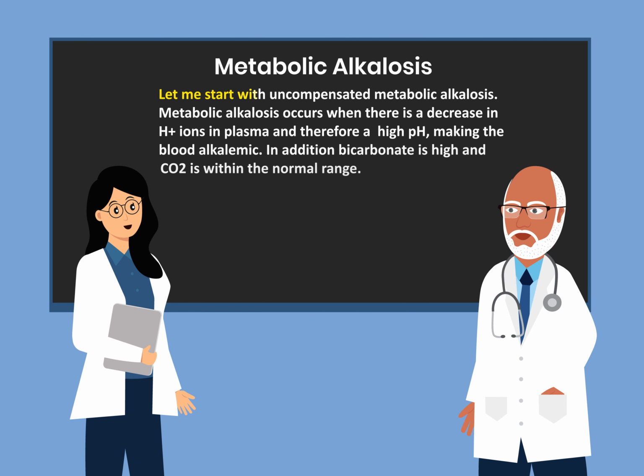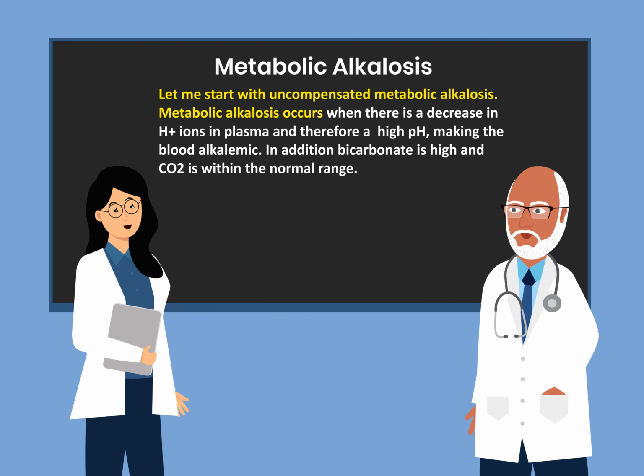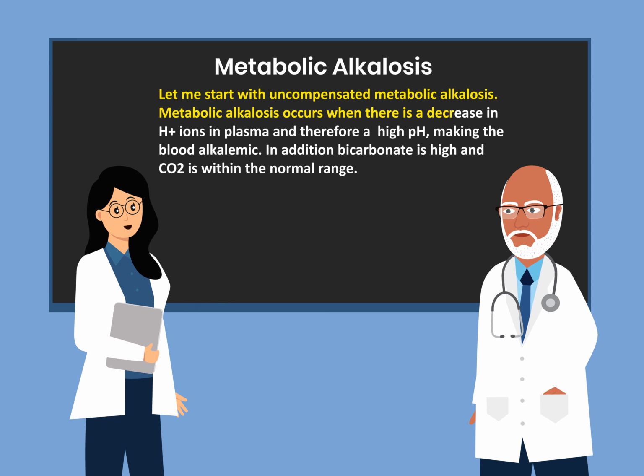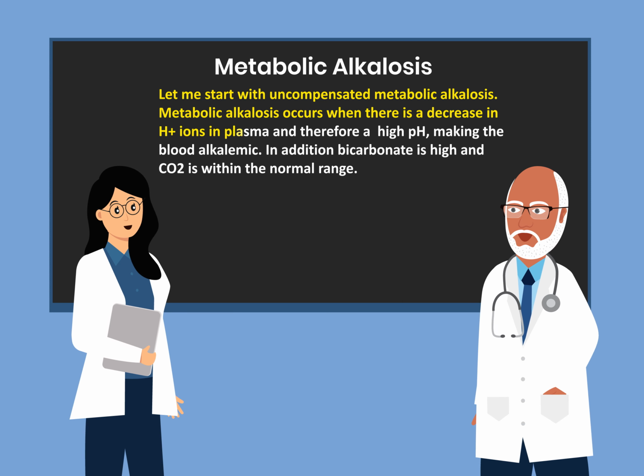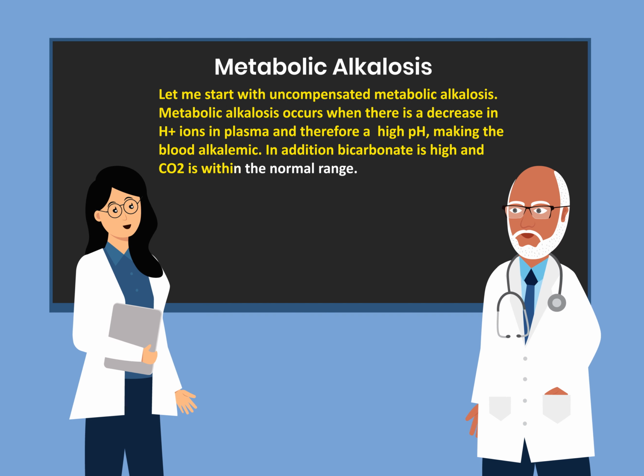Let me start with uncompensated metabolic alkalosis. Metabolic alkalosis occurs when there is a decrease in hydrogen ions in plasma and therefore a high pH, making the blood alkalemic. In addition, bicarbonate is high and CO2 is within the normal range.